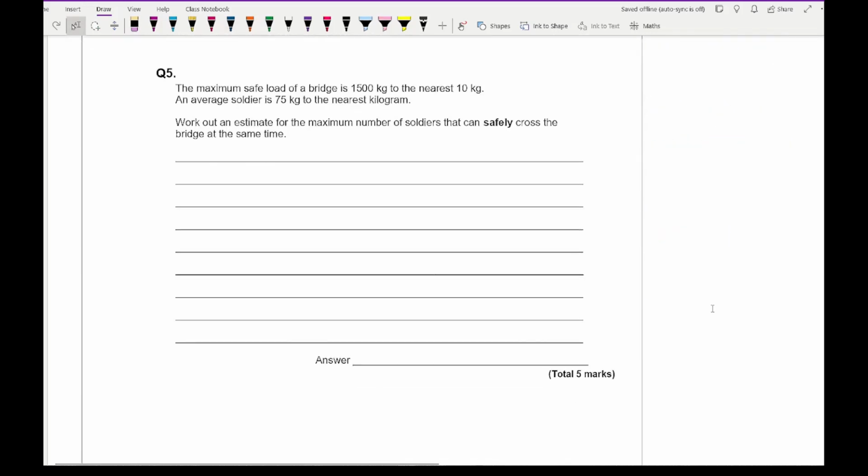Then moving on to our last question, it says that the maximum safe load of a bridge is 1500 kilograms to the nearest 10 kilograms. An average soldier is 75 kilograms to the nearest kilogram. Work out an estimate for the maximum number of soldiers that can safely cross the bridge at the same time. Now for this, what we want to look at is the worst case scenario. Now the worst case scenario is going to be a weak bridge and a heavy soldier.